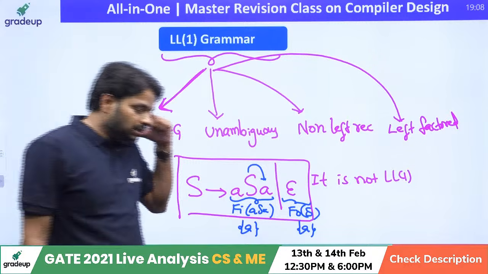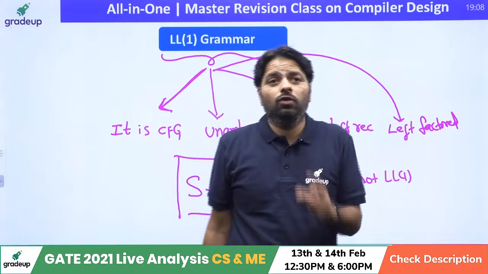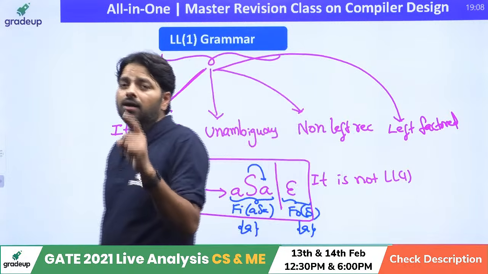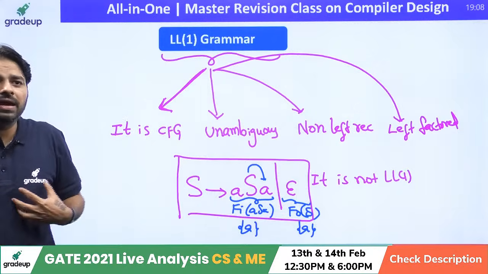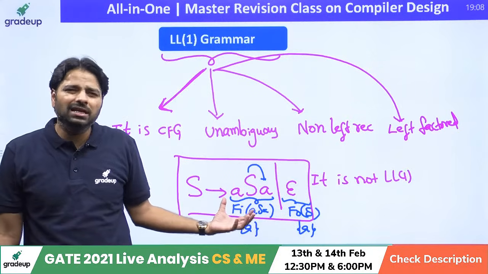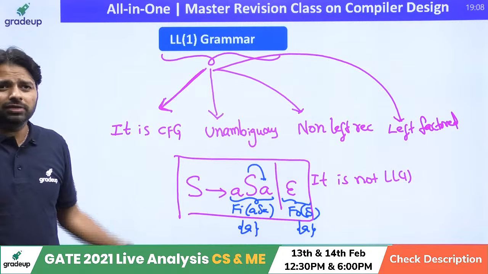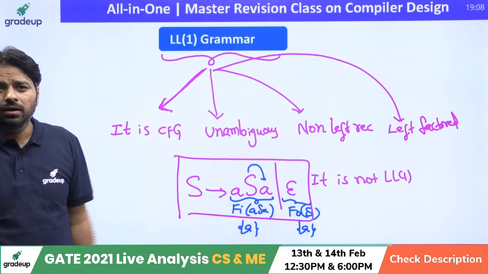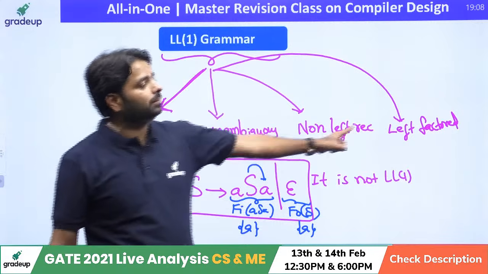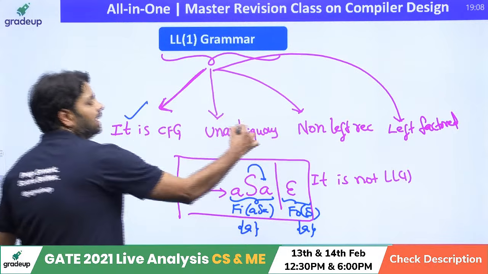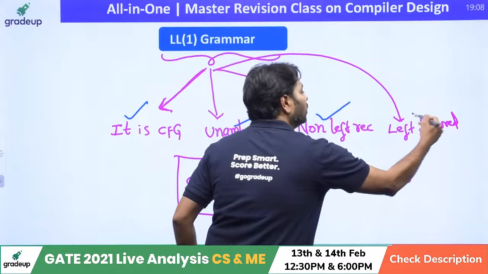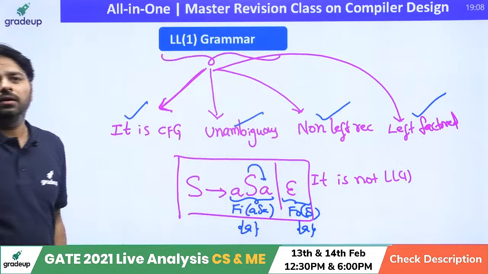That is the reason this is one of the difficult examples for undergraduate students. As a faculty, I learned this example very slowly, guys. That is the reason I am talking about it. Is that clear? You have a shortcut to understand why it is not LL1, but it is satisfying all of them. It is satisfying CFG, unambiguous, non-left recursive, and even left factored. Clear?